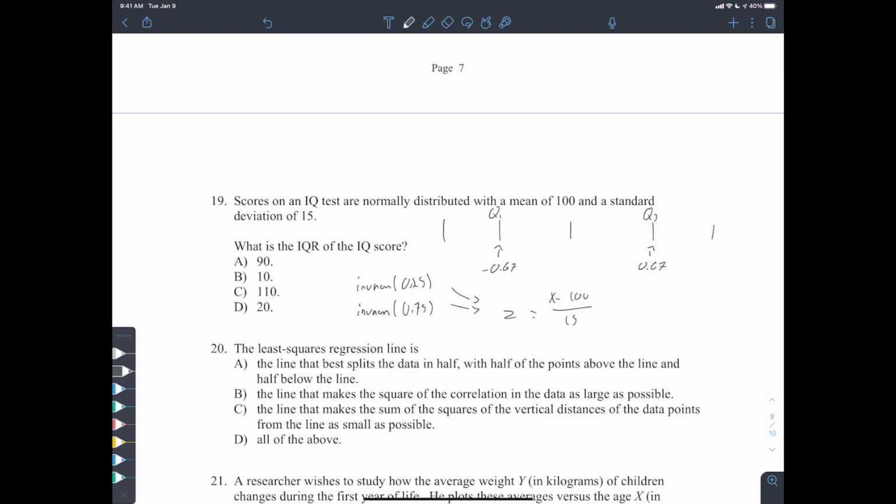So negative 0.67 times 15 plus 100 is 110.05. So Q3 equals that. Q1 is equal to negative 0.67, which gives 89.95. Subtract the two and you get 20.1. So that's going to be your IQR of these scores here.